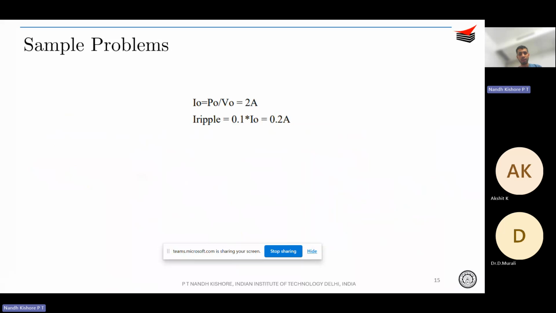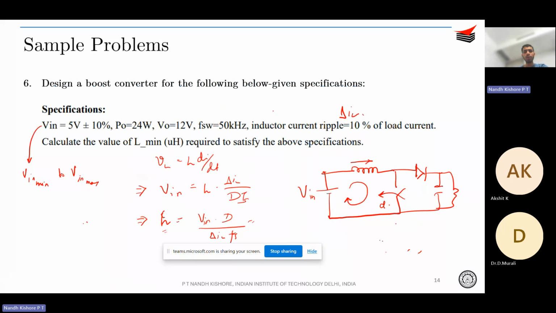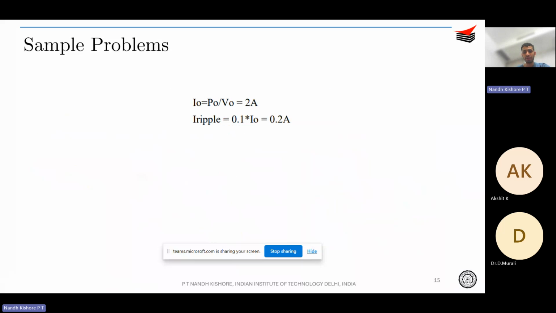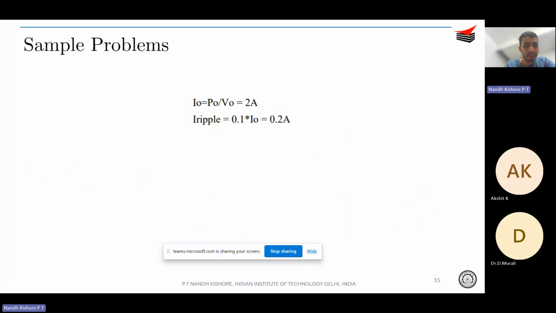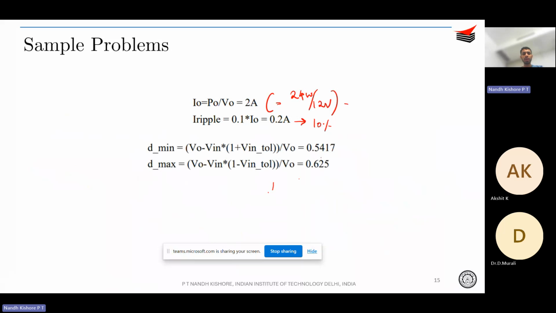So we will go through the design steps that we have seen so far. That is, I naught is P naught by V naught. Your P naught is 24 watts and V naught is 12 volts, therefore it's straightforward, 2 amperes. That is 24 watts by 12 volts. And the I ripple is given as 10%, so you obviously know what your I ripple is.